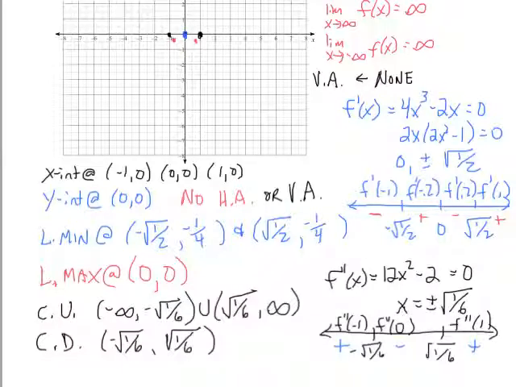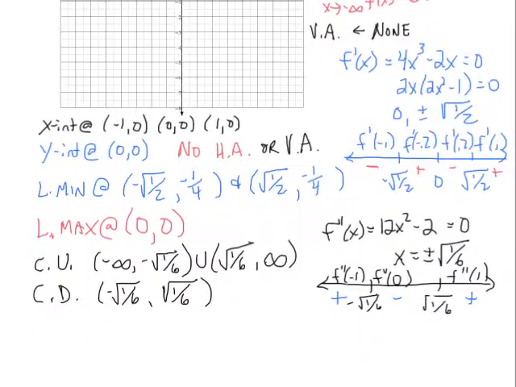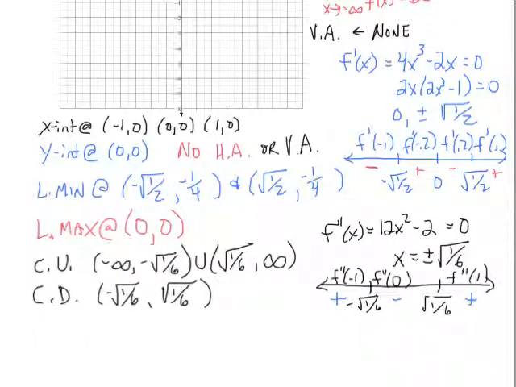And I didn't write it in here. Let's make sure we get it in here. We were supposed to find the intervals of increasing and decreasing, so let's go ahead and write that down. We are decreasing from -infinity to negative root 1/2, and from 0 to positive root 1/2.